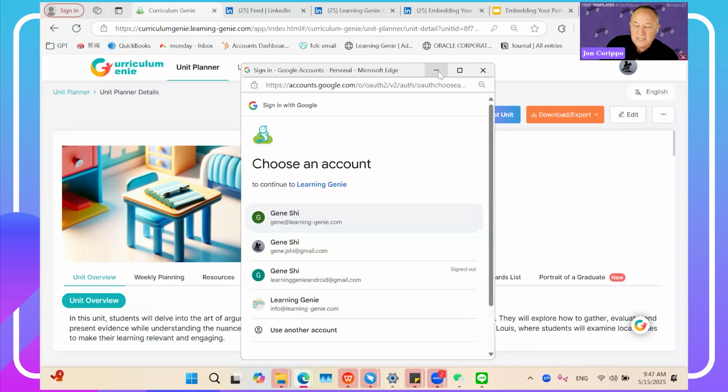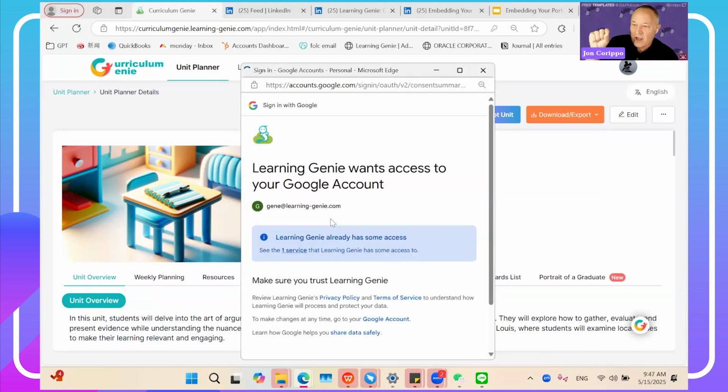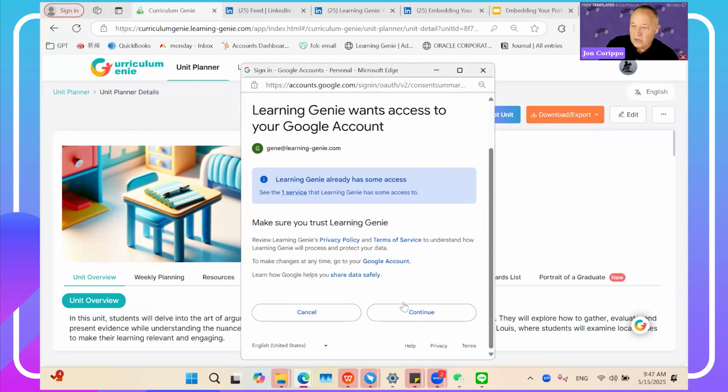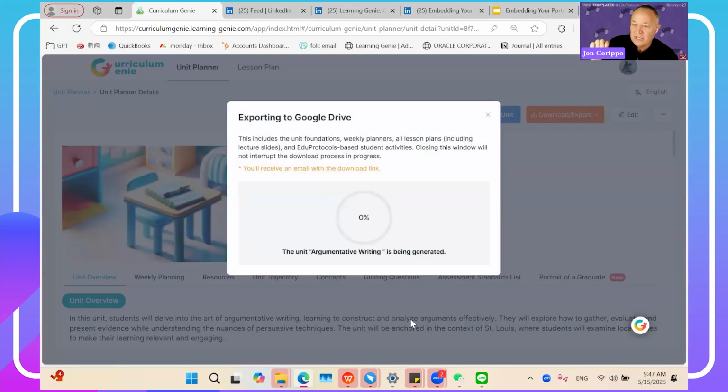You guys watch this. It's going to make a folder for the entire unit and then a subfolder in Drive for each week of work. It's going to make Google Slides. It's going to make a Google Doc. It's eminently shareable.